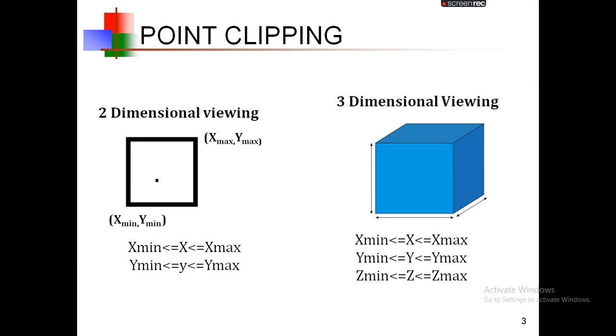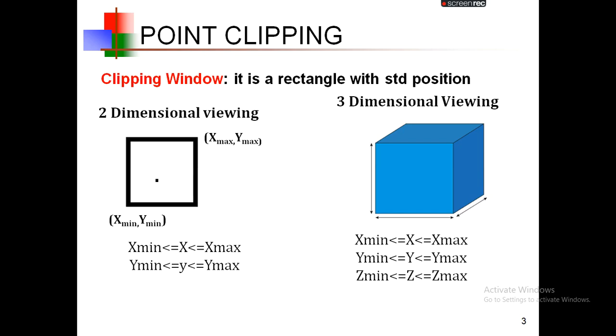The first type of clipping is called point clipping. It means we need to determine whether a point lies inside the clipping window or outside of the clipping window. If the point lies inside the clipping window, we need to accept that point and display it on the screen of the monitor. In case that point lies outside the clipping window, then we need to reject that particular pixel position in a two-dimensional plane.